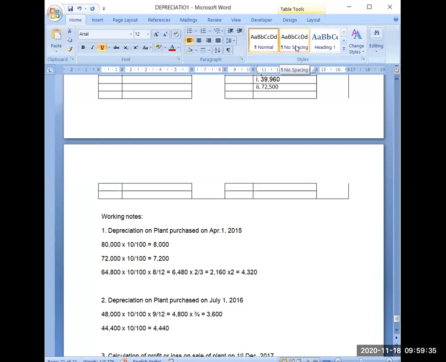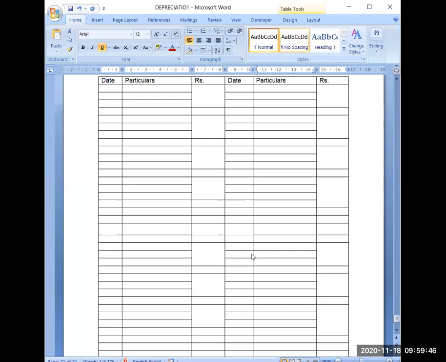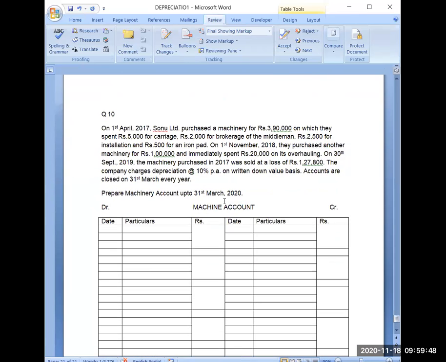Okay, now see, it is saying on 1st April 2017, Sonu Limited purchased a machinery for rupees 3,90,000, on which they spent rupees 5,000 for carriage, rupees 2,000 for brokerage of the middleman, rupees 2,500 for installation, and rupees 500 for an iron pad.